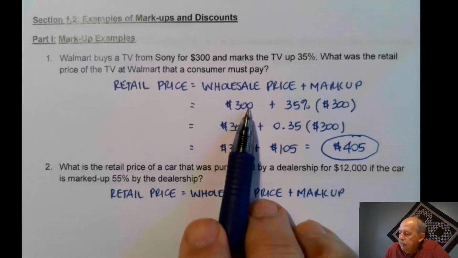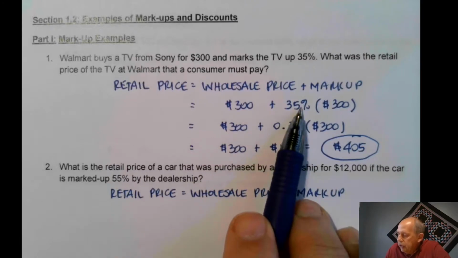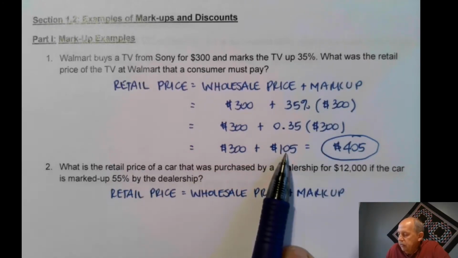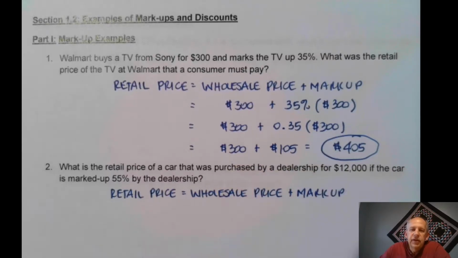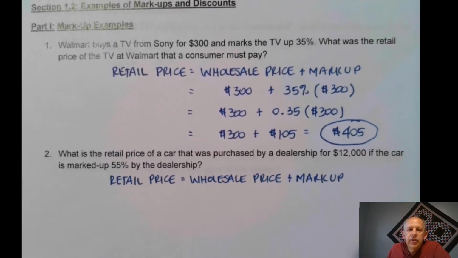So we went from the wholesale price to the markup. The markup is $105. That's the profit for Walmart. They paid $300 for the TV. You pay $405. Same concept for the next one.